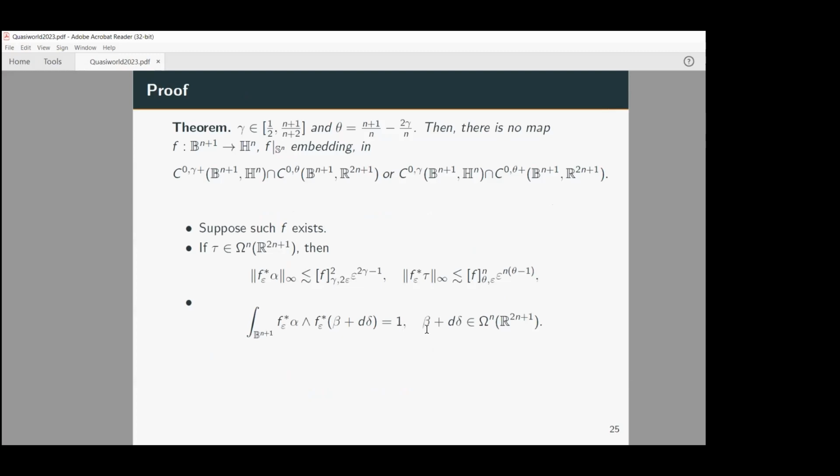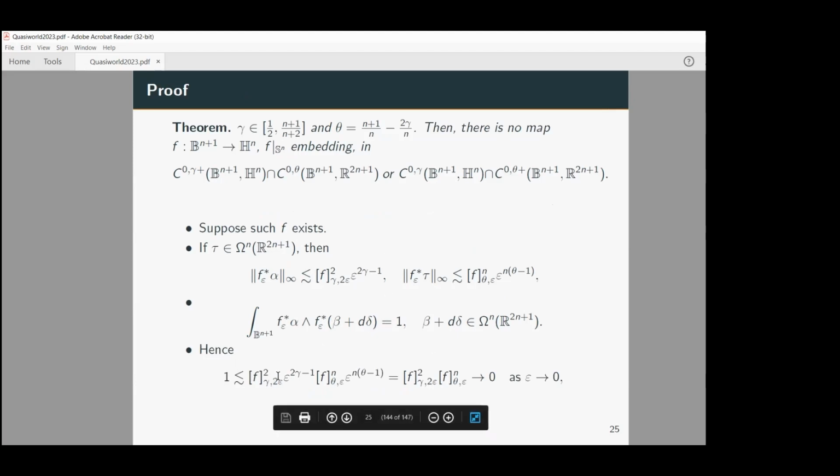Now observe that beta plus d delta is an n form. So I can use this f star tau estimate to estimate f star of beta plus d delta, and I can estimate f star alpha using the first estimate. So what we get, when I put absolute value, 1 will be less than or equal to the norm of f star alpha, I just copy and paste this estimate, and the norm of f star of beta plus d delta, so I copied this estimate.